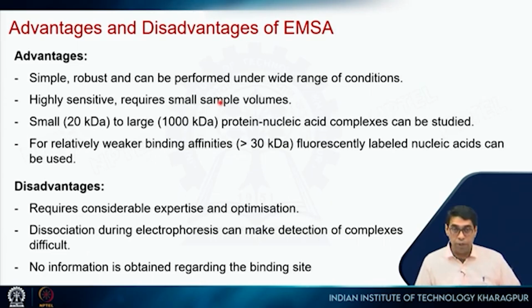protein, or you have to use very costly ligands, right. Since you are using a very small amount, it is relatively cheaper and you can repeat your experiments multiple times to get good statistics. It is applicable to small to large protein-nucleic acid complexes, right. And for relatively weaker binding affinities, fluorescently labeled nucleic acids can be used, right. So, if your affinity is in the micromolar range or nanomolar range, you can use fluorescently labeled nucleic acid.